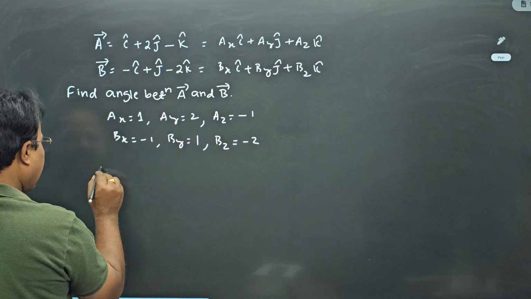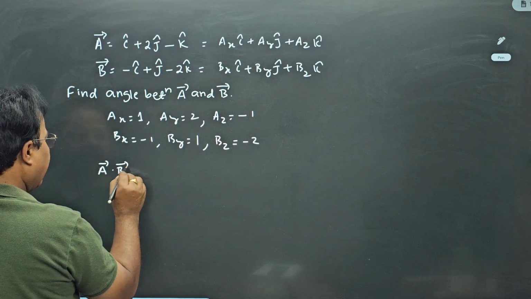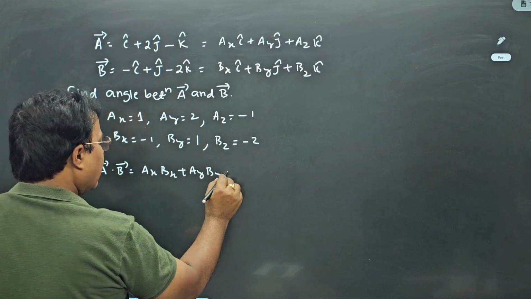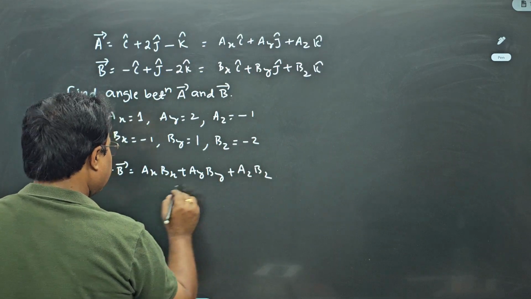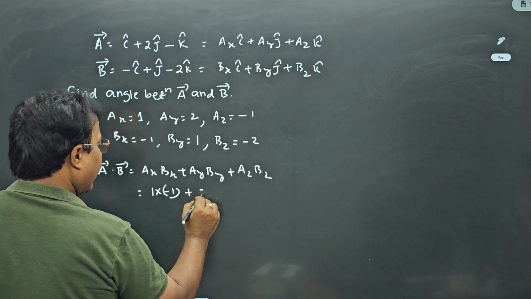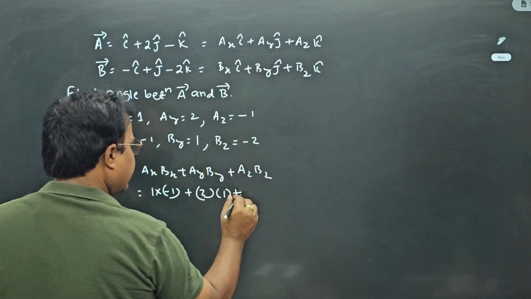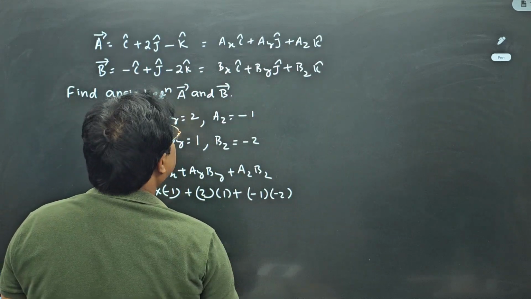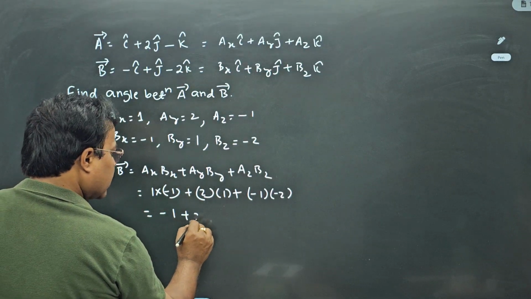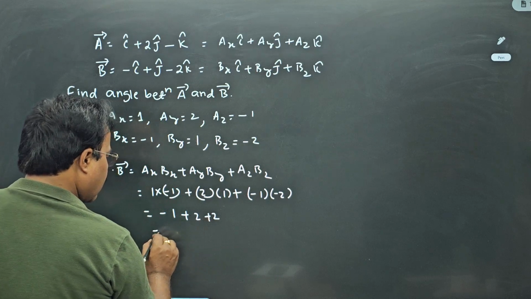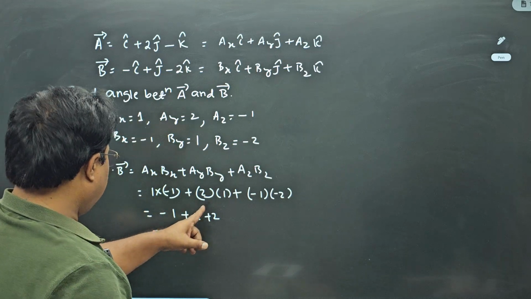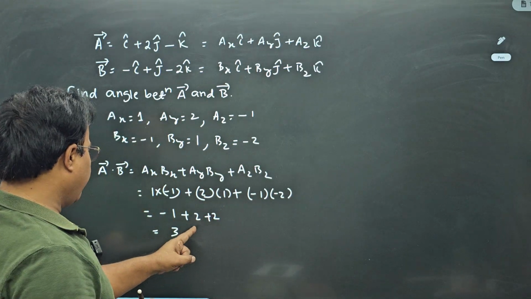What is a dot b? We have already read. What is a dot b? ax bx plus ay by plus az bz. What is ax bx? 1 into minus 1, plus ay by, 2 into 1, plus az bz, minus 1 into minus 2. So minus 1 plus 2 plus 2. This is equal to 2 plus 2 is equal to 4, minus 1 is equal to 3. Let us check it. Minus 1 plus 2 plus 2, 2 plus 2 is equal to 4, minus 1 is equal to 3.